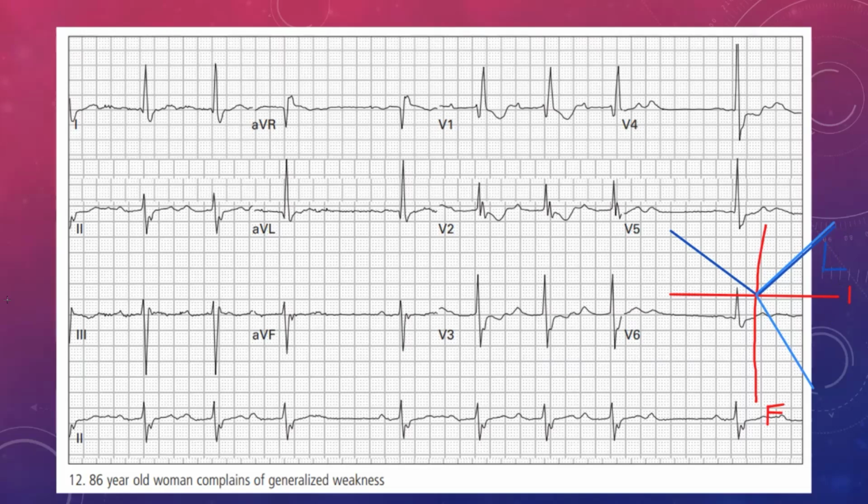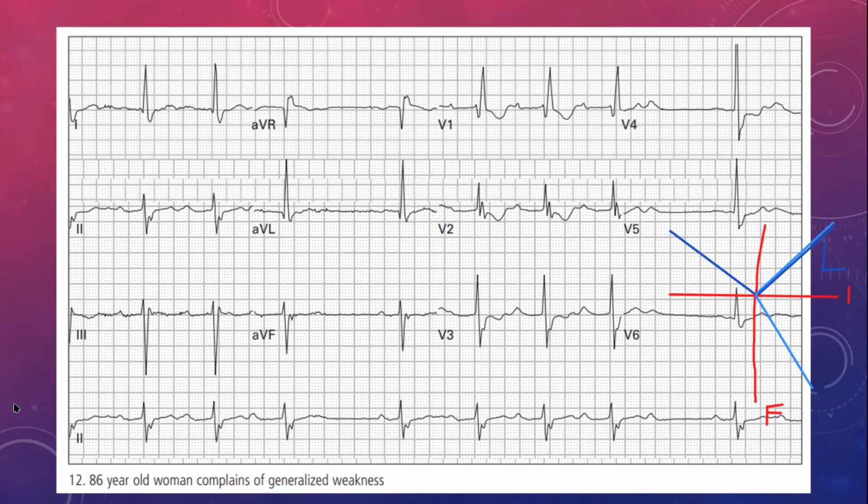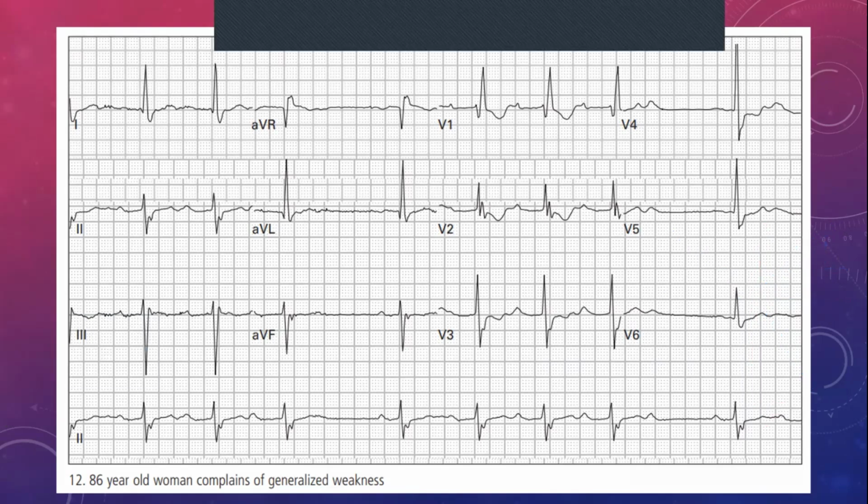All that a left-sided axis means is either that there's a problem with the right-hand side that's caused it to receive less electrical input, or the left-hand side is pulling more than the right-hand side, which is more likely in this case, which we'll get to in a second. Now, let's look at the rhythm.